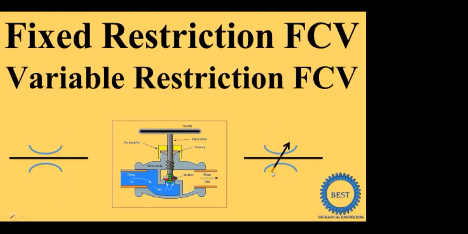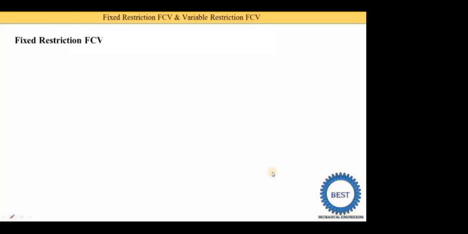So first we understand the fixed restriction FCV. From the name we can understand that we are not able to change the flow rate of the fluid, it is called the fixed restriction. And variable means we are able to adjust the flow rates.